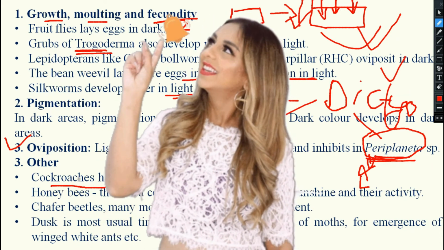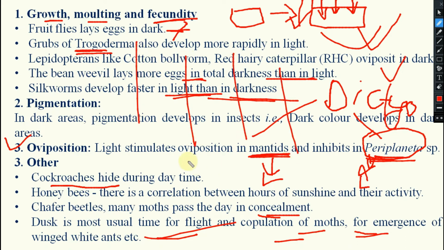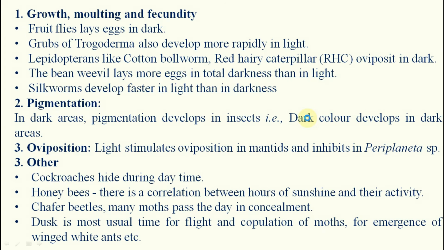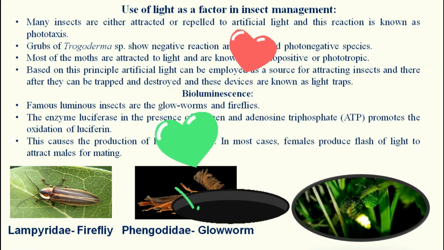Chafer beetle, many moths pass the day in concealment. They will hide. Dusk is the more usual time for flight and copulation of moths, for emergence of winged white ants. Yes or no? White ants you might have seen. If rainfall comes, then what will happen? These white ants will emerge, and wherever the light source is, they will try to gather there. That is your white ant. So they will come during dusk time. That is a good example of what we can call vespertine. Yes or no? White ants.